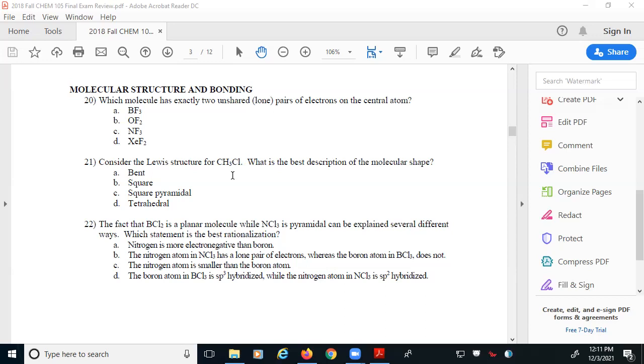Things like question number 20. Which molecule has exactly 2 unshared lone pairs of electrons on the central atom? Now, to do that, you're going to have to be able to draw. So this goes back to a concept that we went through very thoroughly right around midterm time.